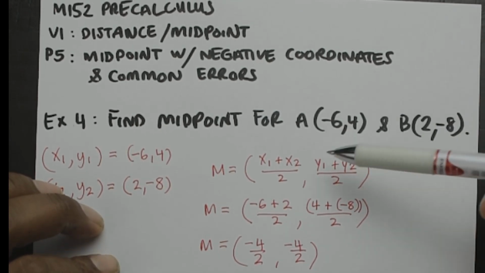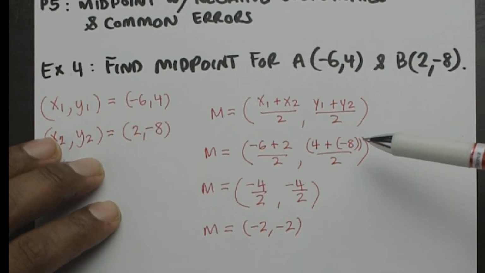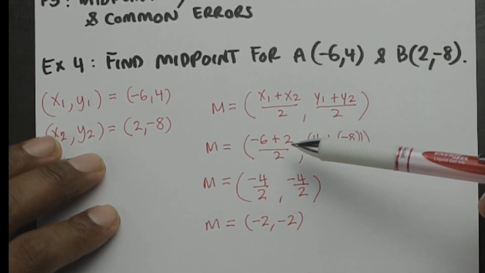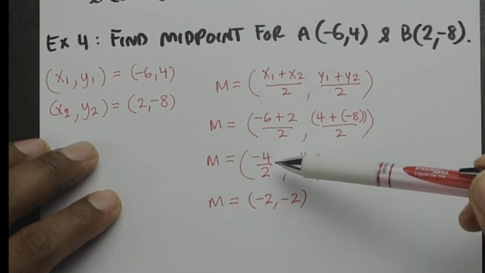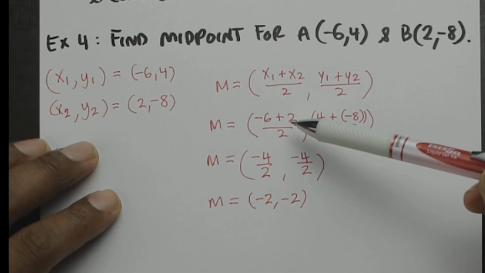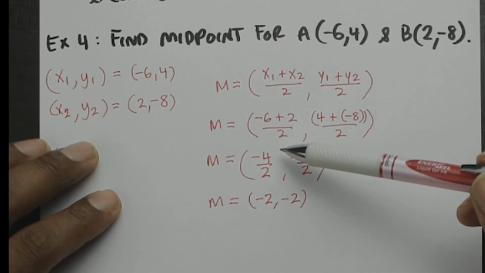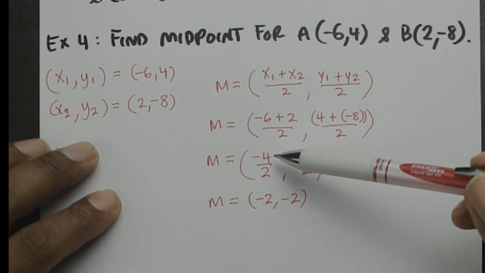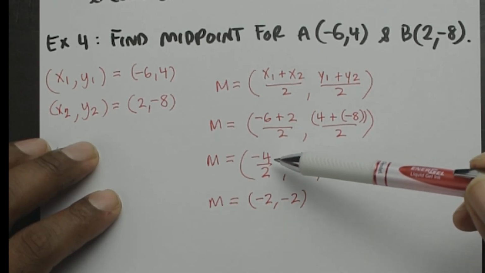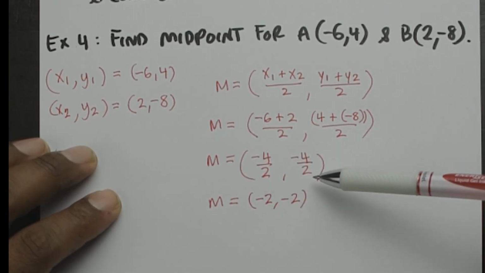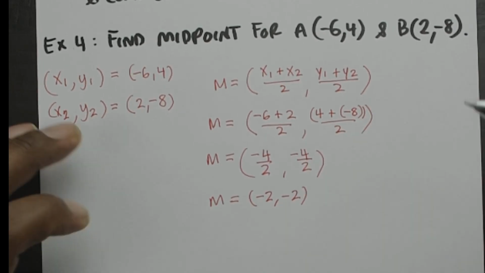So again, just to recap, this is the midpoint formula. Substituting our values in there, we had -6 plus 2 divided by 2, 4 plus a -8 divided by 2. Taking the difference of these two values, 6 minus 2 is -4 divided by 2. Moreover, 8 minus 4 is 4, taking the sign of the bigger number, which gives us -4. 2 divided into -4 is going to give us -2.